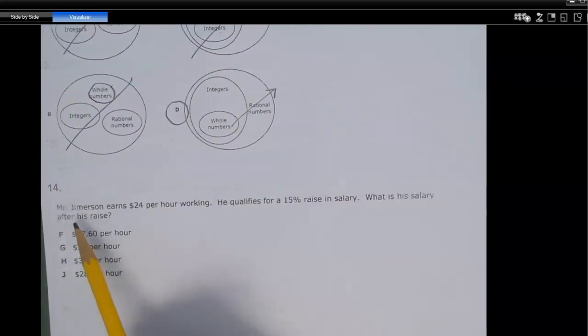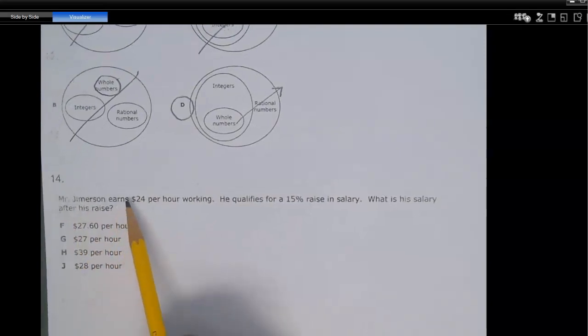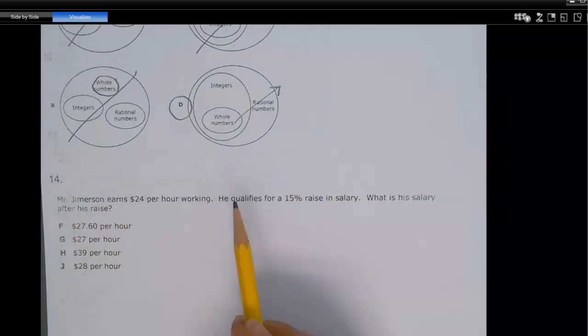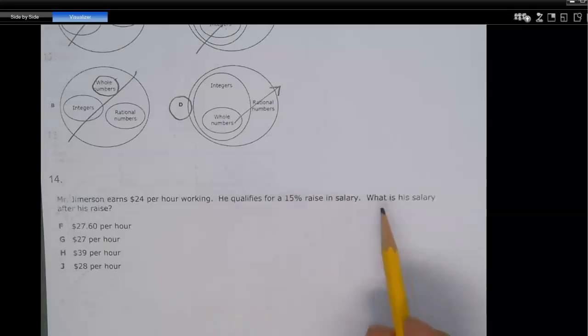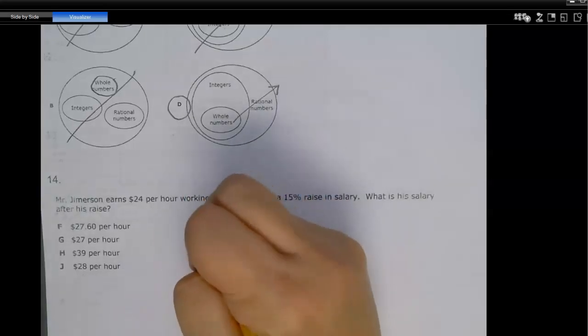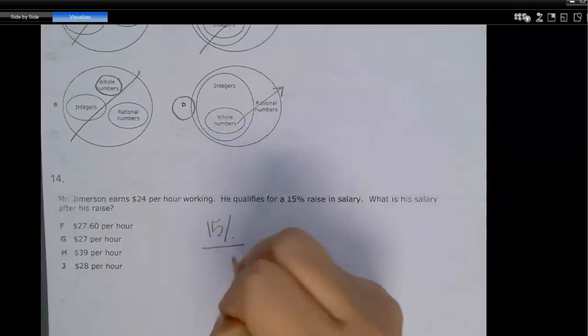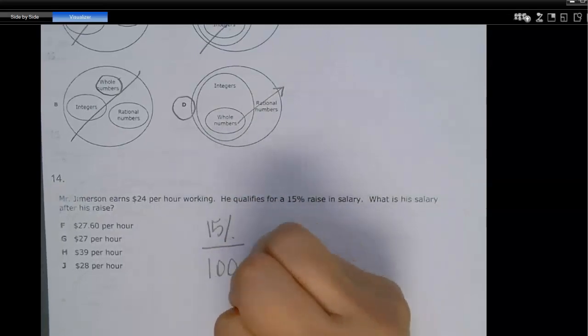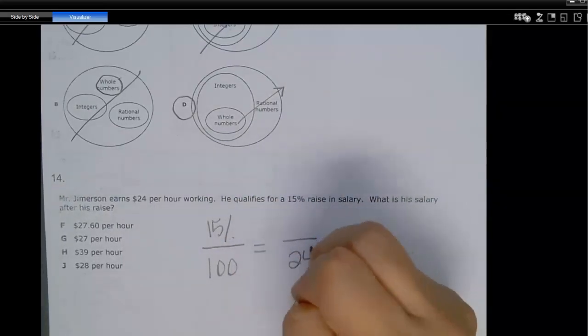Number 14. Mr. Jemison earns $24 per hour working. He qualifies for a 15% raise in his salary. What is his salary after his raise? Okay, well, we need to know what 15% of 24 would be. Okay, so 15 over 100 is equal to something over 24.